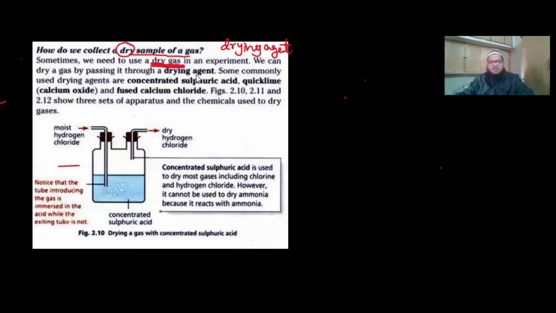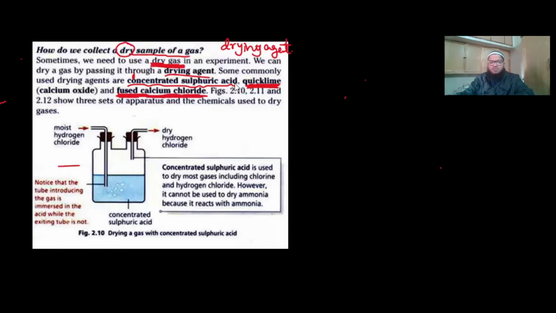So now let's read through this paragraph. We can dry a gas by passing it through a drying agent. Some common drying agents or dehydrating agents are concentrated sulfuric acid. Very important, because concentrated sulfuric acid is also used throughout A levels, so you definitely need to learn this drying agent. Quicklime, the common name for calcium oxide, is also used for drying, and so is fused calcium chloride. Fused actually means molten, but that's the name given here.